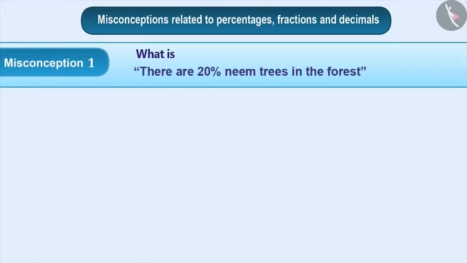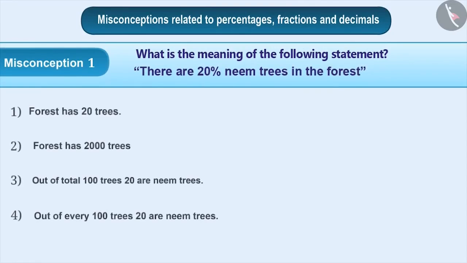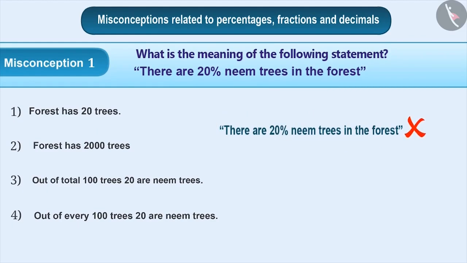Misconception 1. What is the meaning of the following statement? There are 20% neem trees in the forest. Many times, students fail to understand the concept of percentage. When they read these kind of statements, they understand them in the wrong way. Here, some students ignore the percentage sign and assume that there are 20 trees in the forest. This is an incorrect understanding. Therefore, option 1 is incorrect.